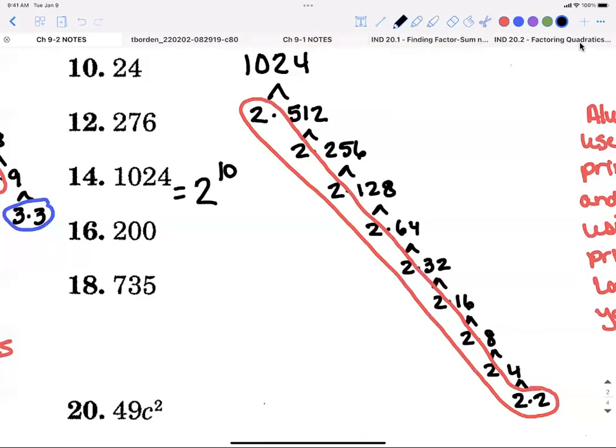Don't let big numbers be hard. If they're even, try 2. Add up the digits, try 3. If they end in a 0 or a 5, start with 5. Get all the 5s out that you can, then jump to the next one. Okay?